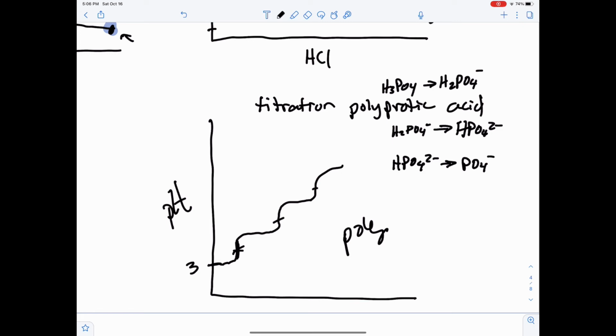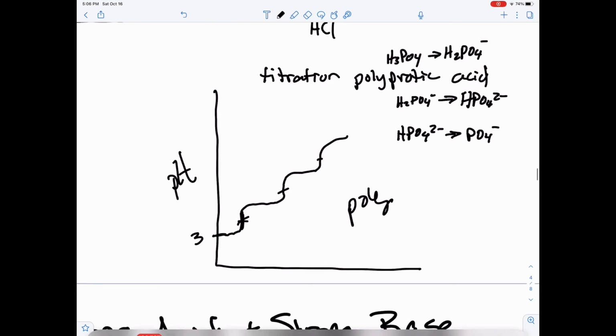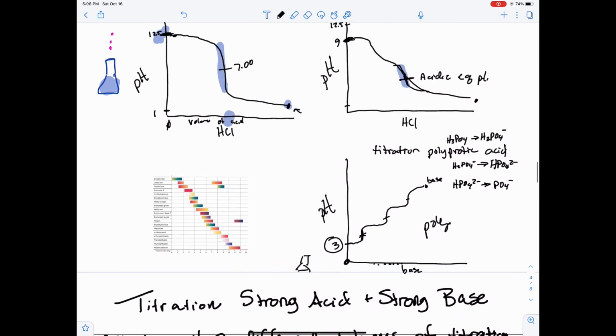Anytime you see lots of these vertical sections, you can tell that it's something that's polyprotic. And it kind of makes sense. It's at 3. And it's going to start, and as you go along, in this case I've done a weak acid and it's base that's being added to it.